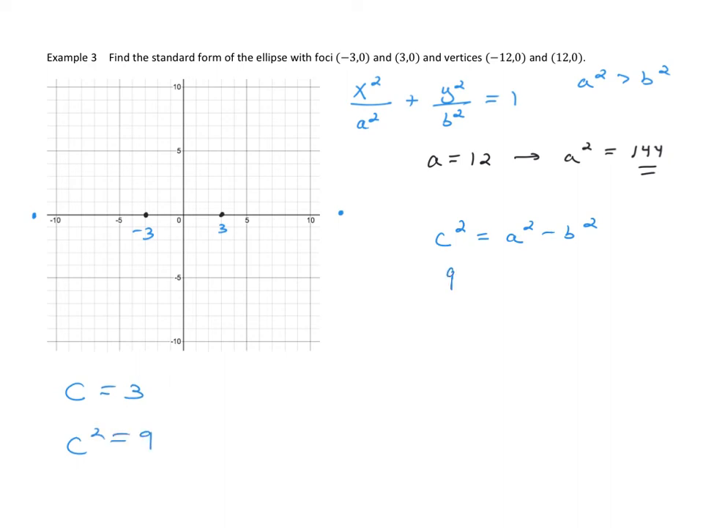So I'm going to put that number here. And we know a squared is 144. This will allow us to solve for b squared. I guess I'll subtract 144 from both sides of this equation, and I get negative 135 is equal to negative b squared. And I can cancel the negative from both sides, and I get 135 is equal to b squared. We don't need this number, but if you want to know the value of b, we would take the square root of both sides, and the square root of 135 is about 11.62.